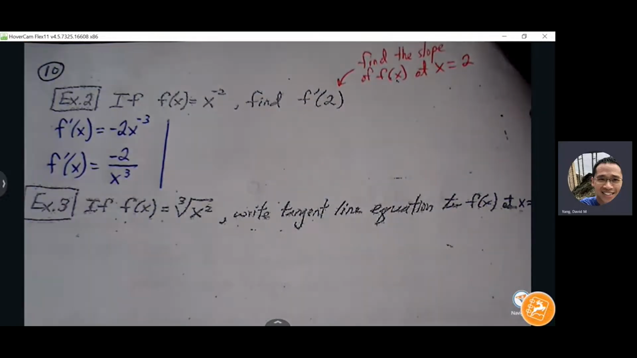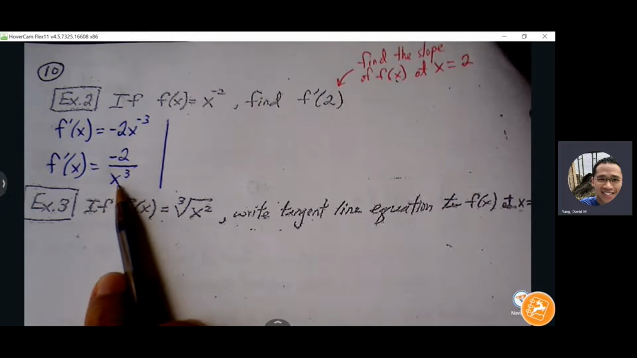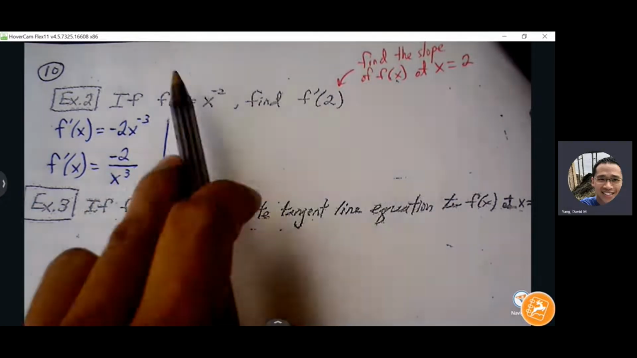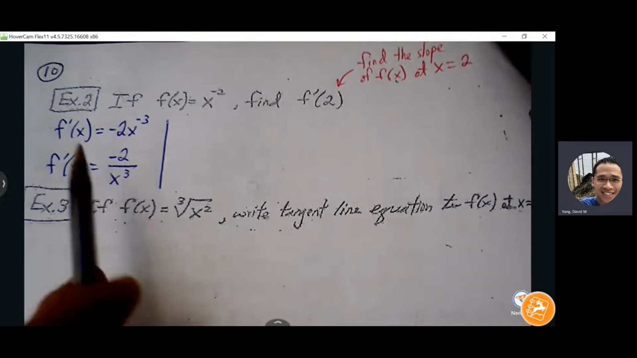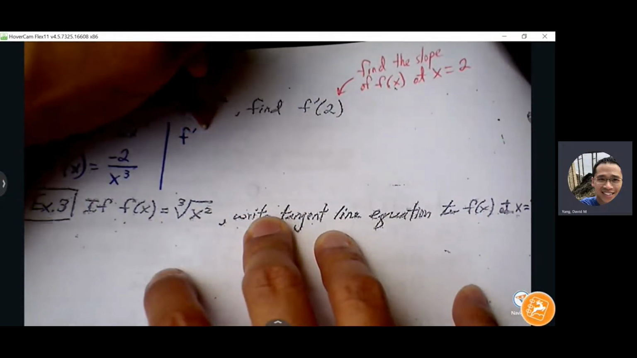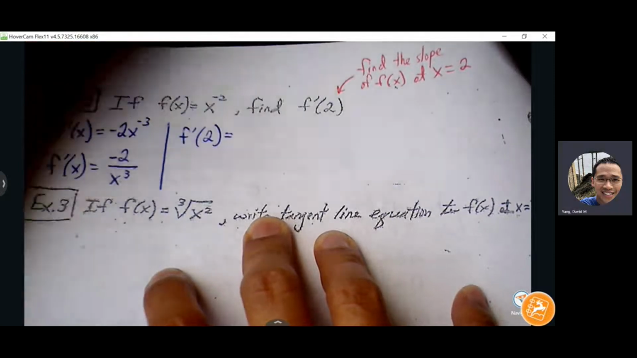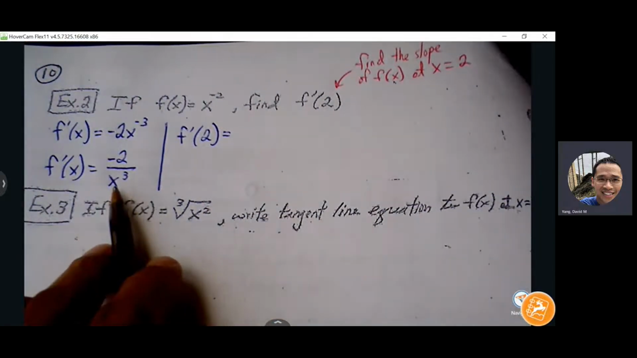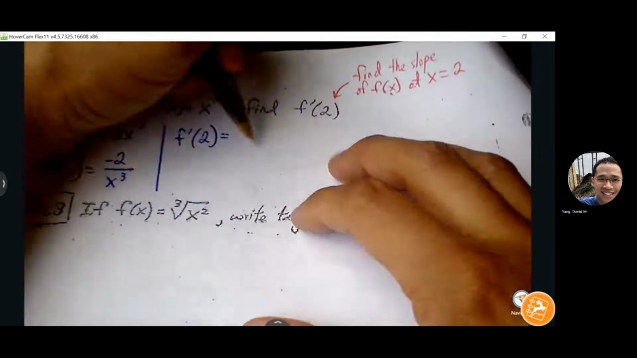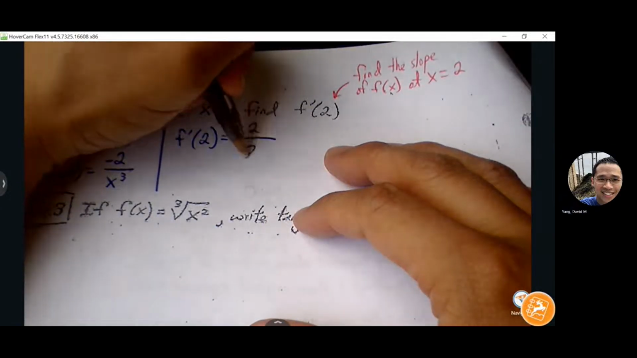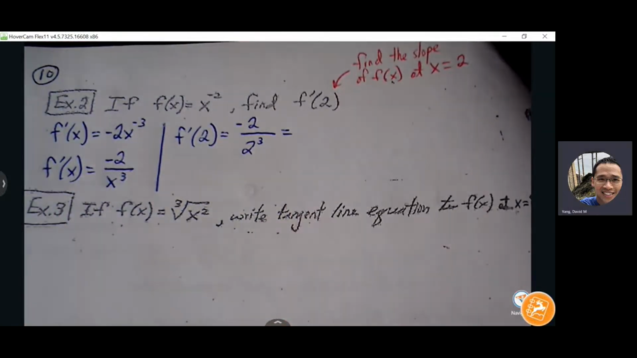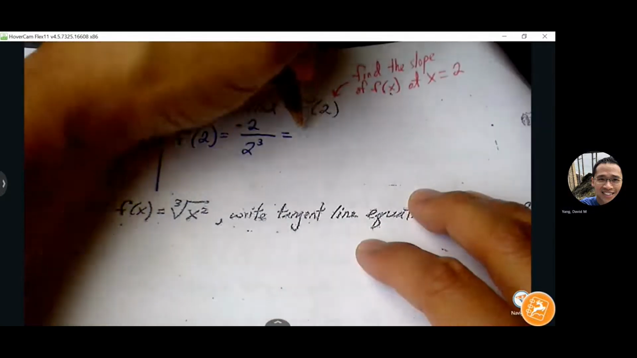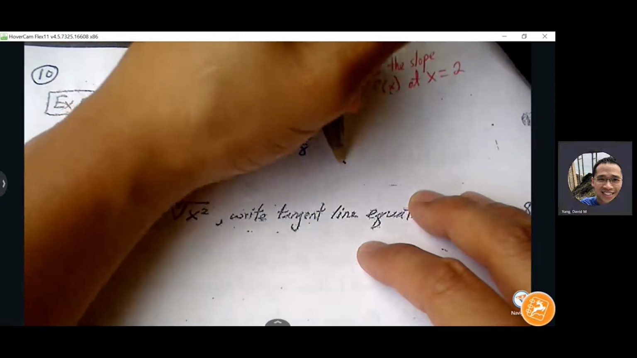So now that I have my slope formula, I can figure out the specific slope at a specific point. I want to find the slope of this function at 2. I'm going to rely on the derivative to help me get there. So f prime of 2 equals, so just replace every x in the derivative with 2. -2/8 reduces to be, yeah.